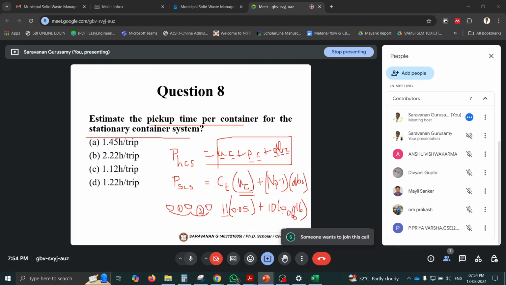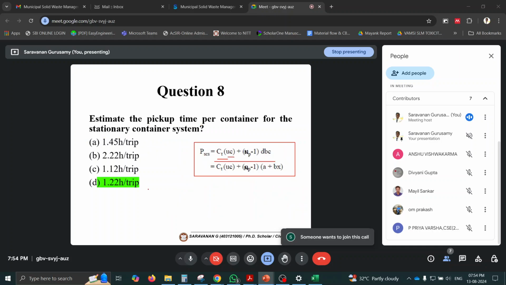Please note down the DBC value. A plus bx, you can find 0.06672. Here 0.05. That you can multiply and you will get the value. That is 1.22 hours per trip. Okay. You got the answer? So it's easy. 11. Here 10. UC is 0.05. Here A plus bx we have already calculated for the haul container, because location-wise it's the same only.